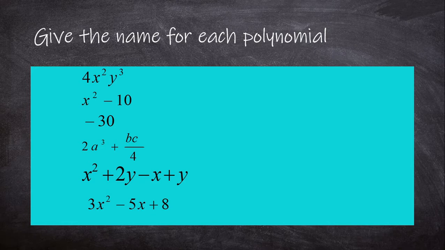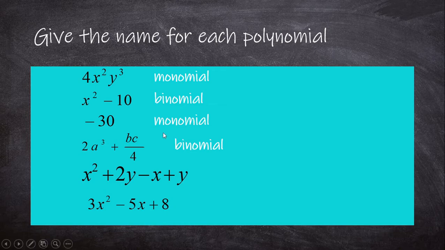Let's have an example. Give the name for each polynomial. 4x squared y cubed, that's a monomial. X squared minus 10, that is a binomial. Negative 30, that is a monomial. 2a cubed plus bc over 4, that's a binomial. And x squared plus 2y minus x plus y, how many terms do we have here? 1, 2, 3, 4. So it's a multinomial, or we could just simply call it polynomial because it has many terms. And the last one, 3x squared minus 5x plus 8, that's a trinomial.